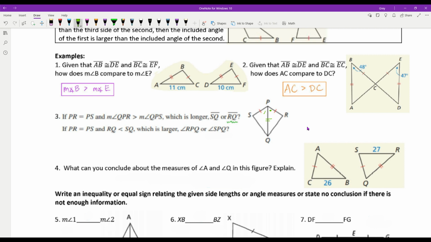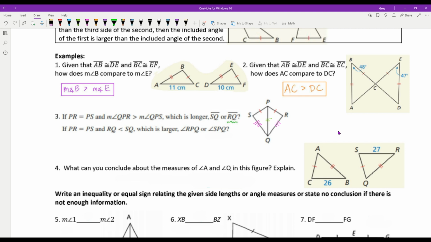All right, look at the next one. Same triangle, PR is equal to PS. This time they tell us that segment RQ is less than, I'm going to just make it 3, and SQ 4, because SQ is bigger.